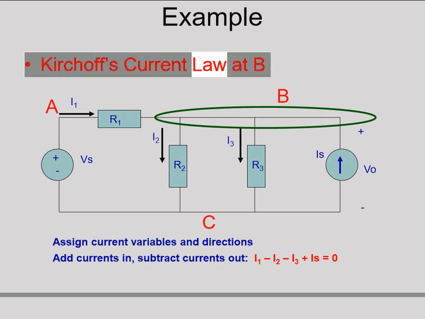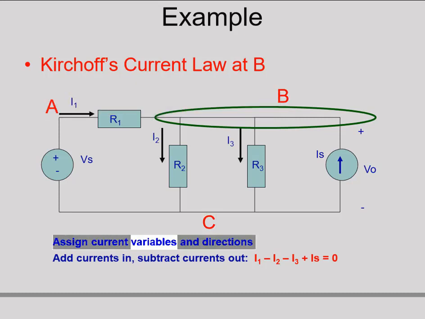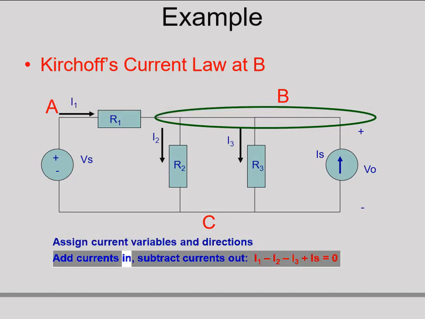Example: Kirchhoff's current law at node B, with currents I1, I2 and I3. Assign current variables and directions. Add currents in, subtract currents out: I1 minus I2 minus I3 equals 0.